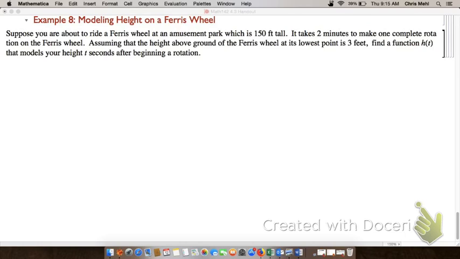Okay, so a couple important things. First, the Ferris wheel is 150 feet tall. It takes 2 minutes to make a complete rotation. And the height above ground at its lowest point is 3 feet. So I do this in kind of a 3-step process. First, I like to draw a picture of my Ferris wheel and illustrate my heights and times for quarter rotations, just like we always break up the period into fourths.